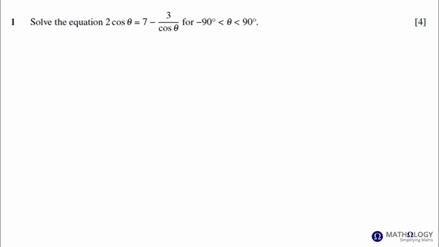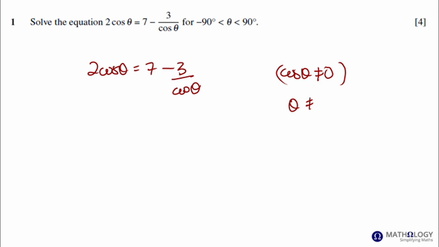Solve the equation 2 cos theta equals 7 minus 3 over cos theta, for theta an angle between minus 90 and 90 degrees. So the first thing we do is multiply every term by cos theta to remove the denominator. We have a restriction here. Cos theta cannot be 0. That means that theta cannot be 90 degrees or 270 degrees. So 2 cos squared theta equals 7 cos theta minus 3.